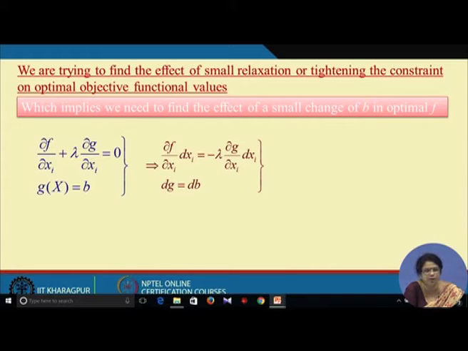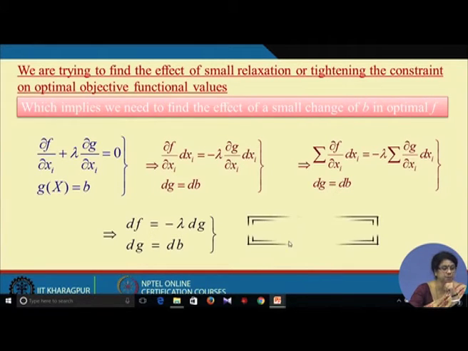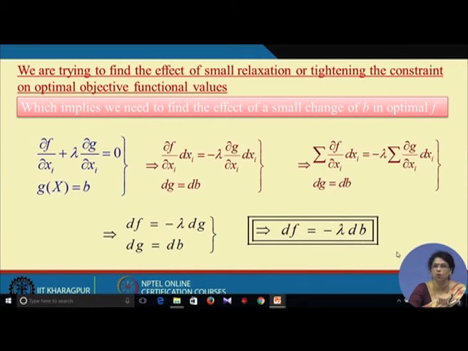That is why we have written dg is equal to db, and we got df is equal to minus lambda dg. That is why what exactly we are getting? df is equal to minus lambda dg, rather df is equal to minus db. That is the nice part of it. This is the whole fact. From here we can conclude what is the meaning of lambda.